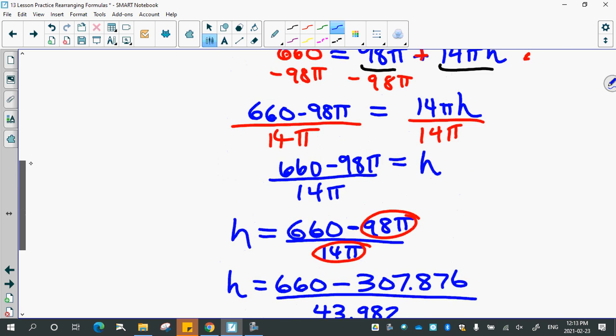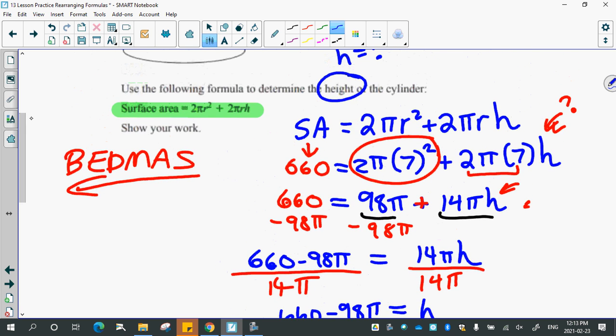Okay, so instead of rearranging for height first, we put all the numbers in and then slowly got height by itself. Okay?